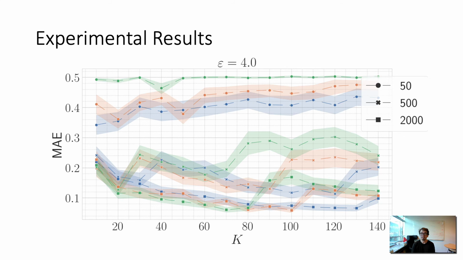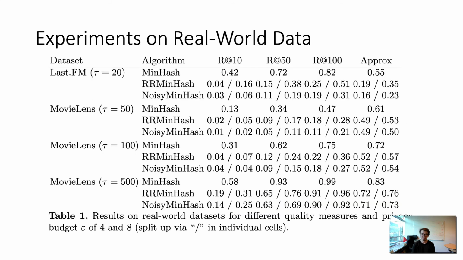Let's look at some very practical examples on real-world data sets. That's a table from the paper, and I just want to walk you through this. There's a list of data sets where users indicate their favorite top artists, and there's MovieLens where they indicate movies that they liked, and we made different versions with a different number of minimum item sets.